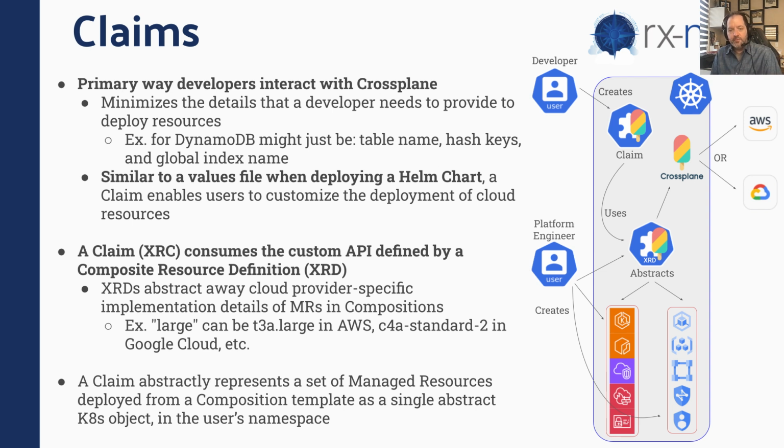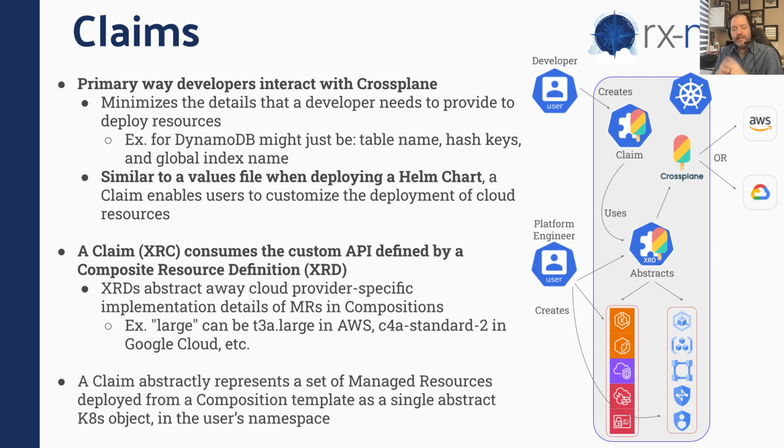The large can be T3A large in AWS or C4A standard 2 in the Google Cloud, especially if we are doing multi-cloud, where we're going to want to allow users to define generic details about the thing that they're deploying and then convert those into cloud provider specific requirements under the covers, right? We never want to expose that to the users because we want to just allow them to provide something generic.